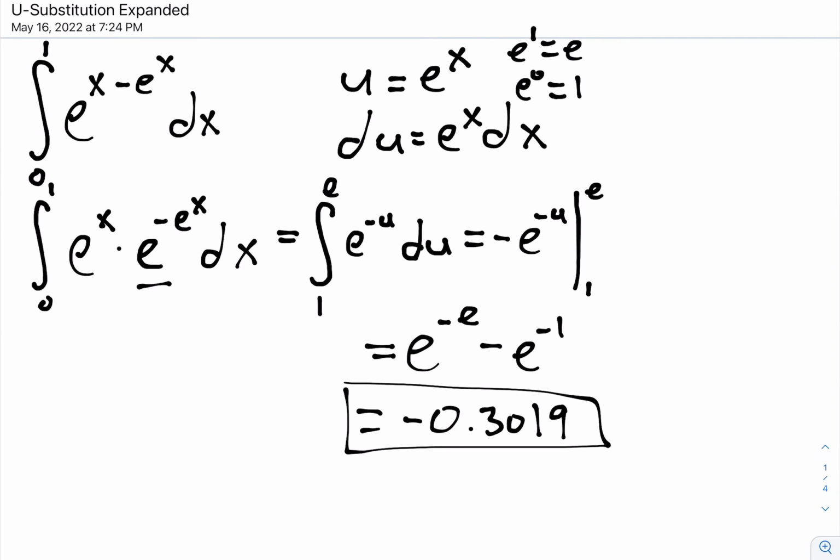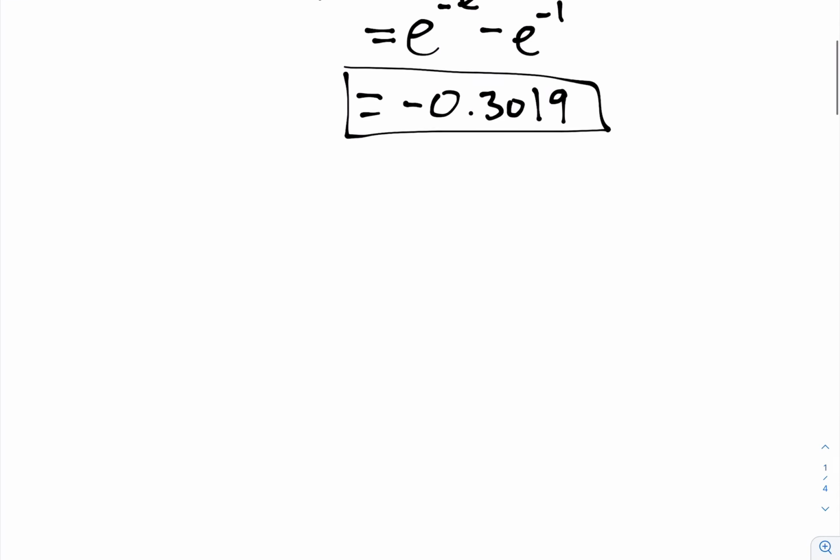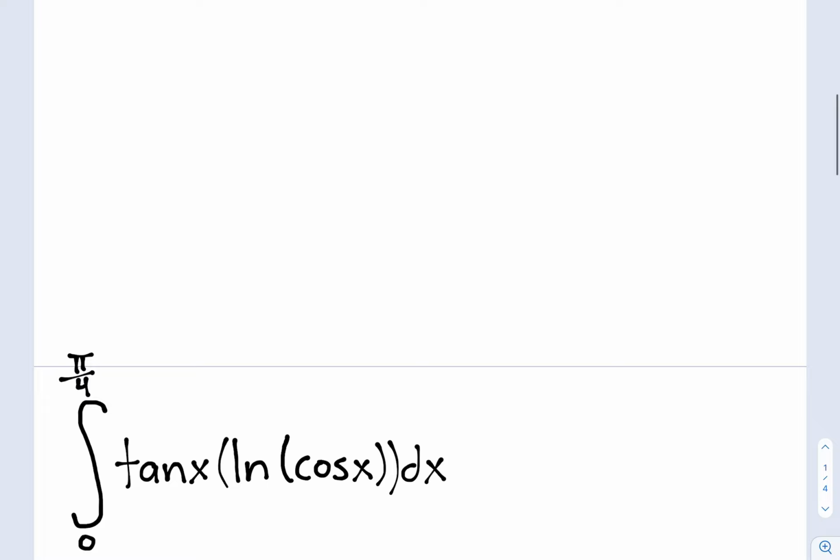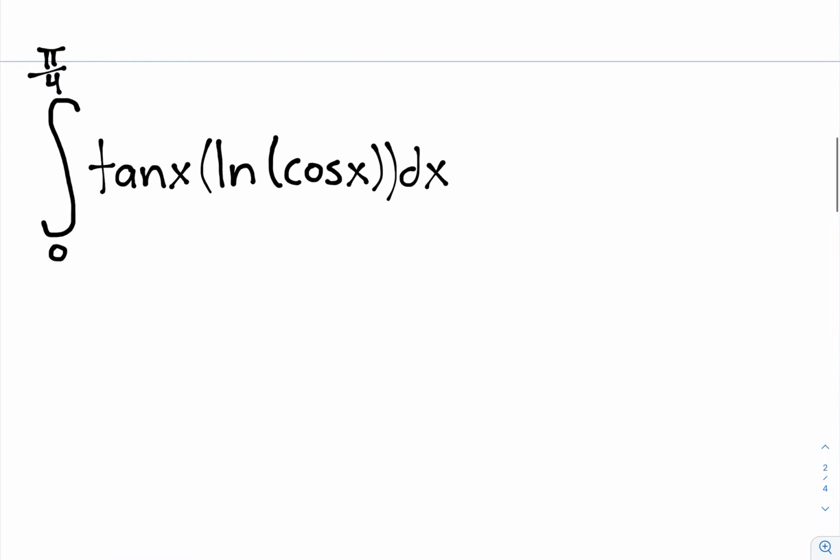So that's how you do a U-substitution for a definite integral. It's the same thing as an indefinite integral, except you have to change your bounds by plugging in what your original bounds in terms of x were into your u expression. And you actually evaluate it numerically and analytically.